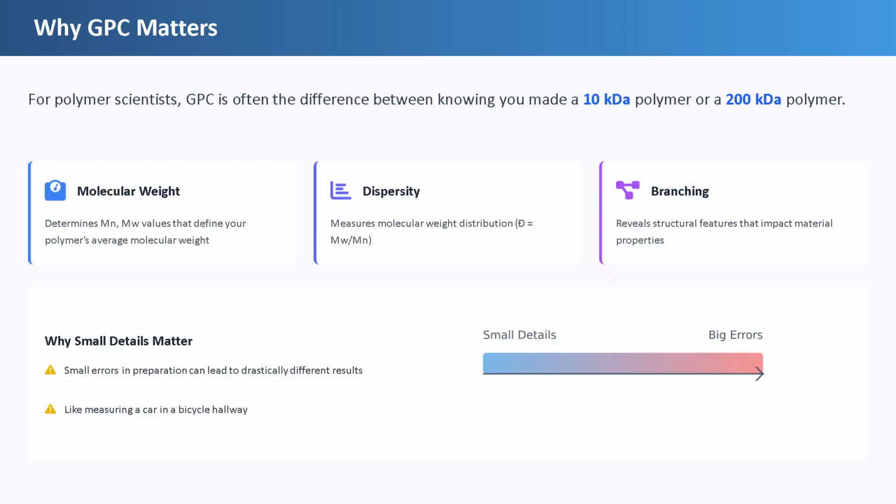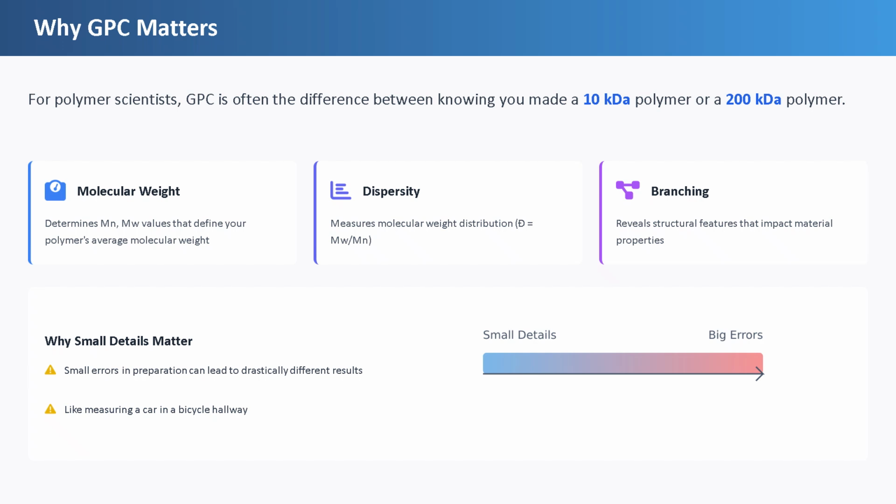For polymer scientists, GPC isn't just another characterization technique. It's how we confirm whether our synthesis worked the way we planned. It gives us Mn and Mw, which define the polymer's molecular weight averages. Dispersity, which tells us how broad the molecular weight distribution is. And even information about branching that influences mechanical and thermal properties.